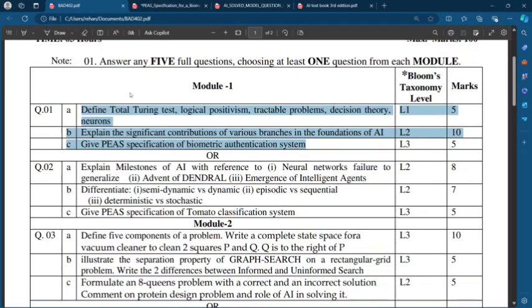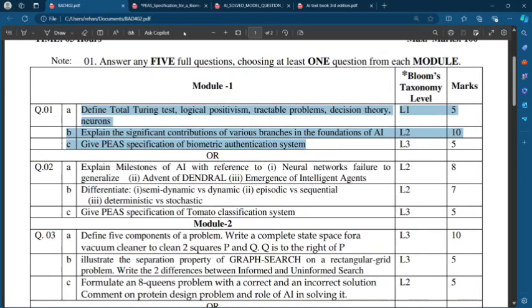Finally, okay, so this thing, what is this? AI model question paper, okay? Before explaining the other topics, I'll be just solving this model question paper. Okay, so see here we have these definitions, five definitions, okay? So we have this total Turing test.